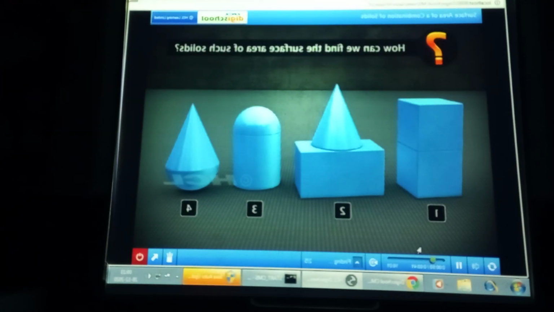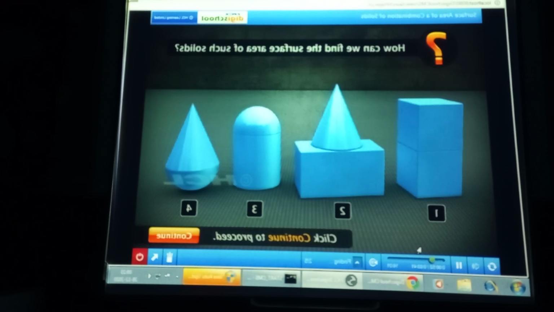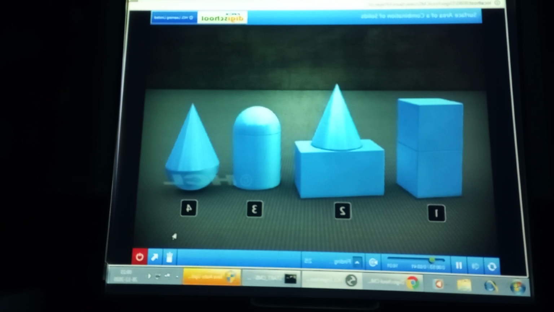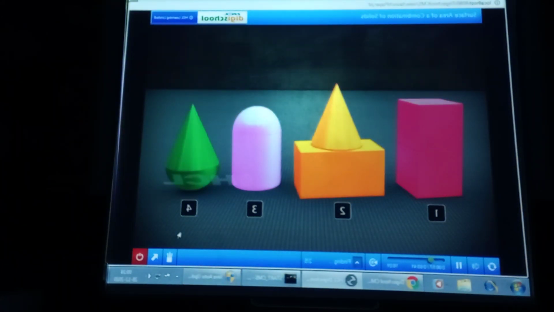But how can we find the surface areas of such solids? These are combinations of cube, cylinder, cone, so we will find their area and volume. Notice that in each figure, a solid has been surmounted or lies upon another solid.